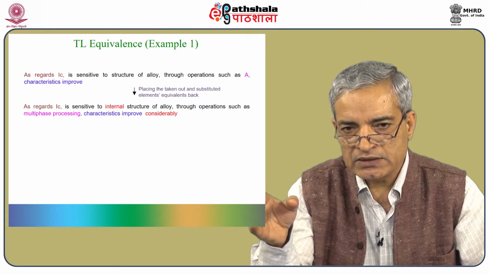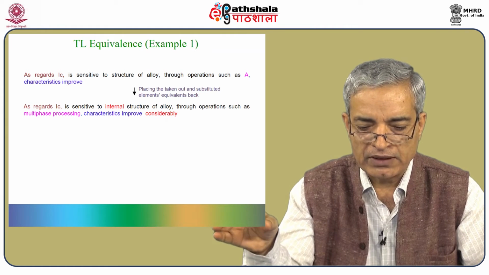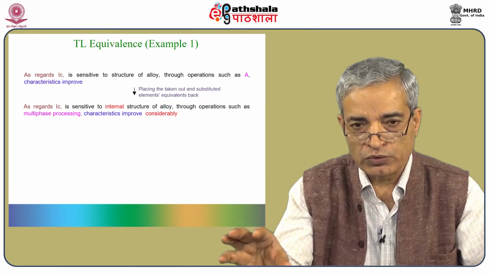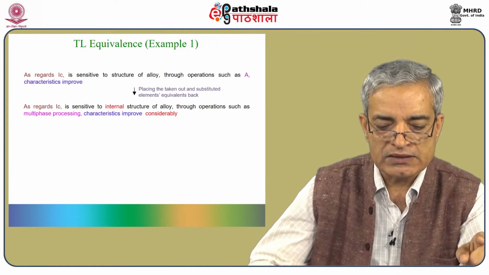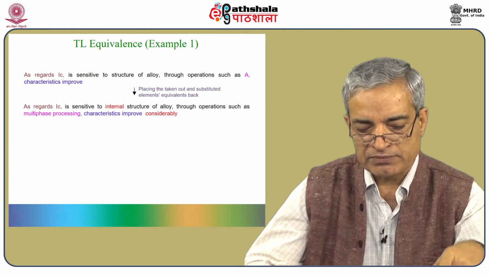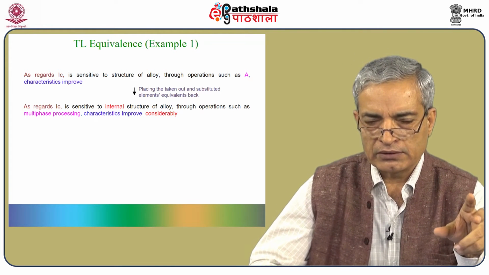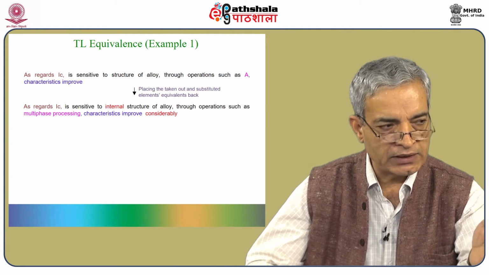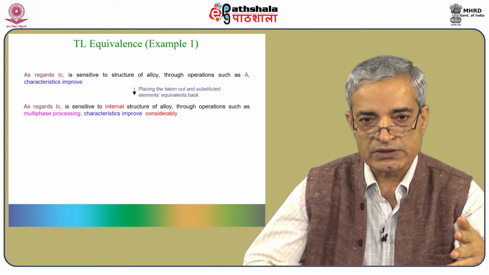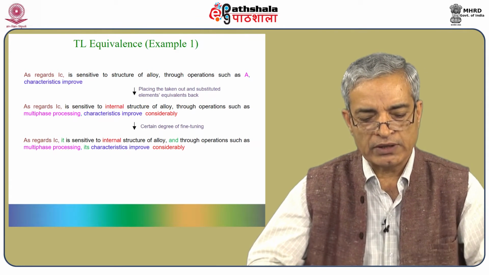Now let's first place the elements or the components which were taken aside for the time being, and there was some substitution done, so also bring back the original word. And we find: as regards IC, is sensitive to internal structure of alloy through operations such as multi-phase processing. Characteristics improve considerably. The flow has also improved by adding the components which were taken aside or the substituted words. Can we do something more? Let's do some fine tuning, and then we'll see.